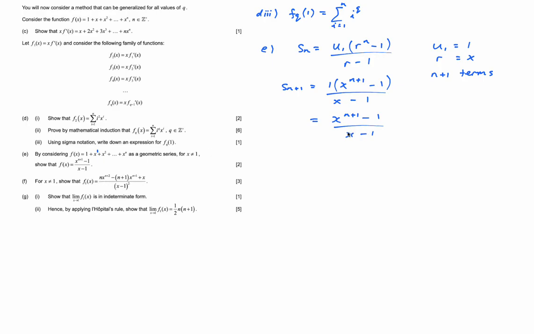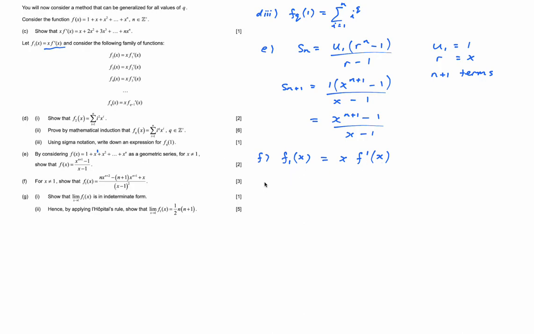Okay, for part F, he says show that f1 of x is equal to this. Now f1 of x, if you remember, is defined as this. It's x times the derivative of f of x. So it's x times f dash of x. Now f dash of x, if you see this, guys, let's do that first.